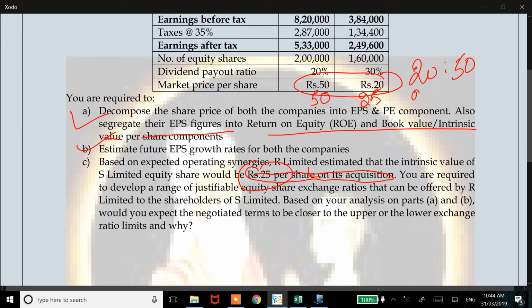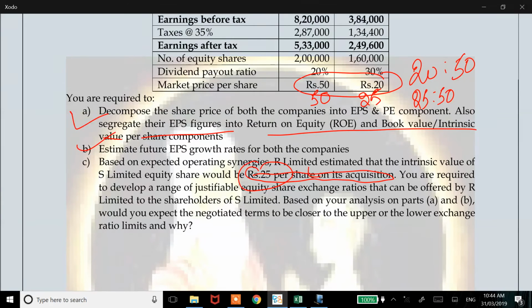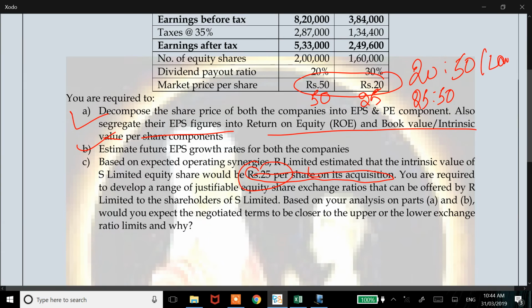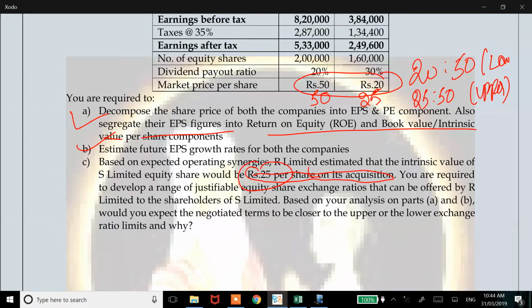The second exchange ratio is 25:50. This is based on intrinsic value. In the absence of info, the intrinsic value of company A, the first company, continues to be 50. The lower limit is 20:50 or 0.4:1, and the upper limit is 25:50 or 0.5:1. So you have a lower limit of 0.4 share for every 1 share, and an upper limit of 0.5 share for every 1 share.